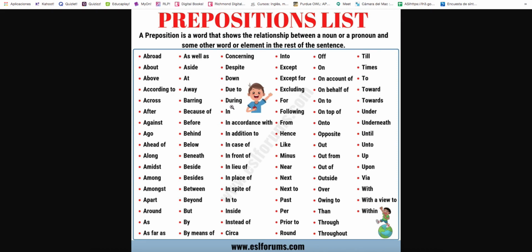You have, for example, in. What is the meaning of in? Just in. Dentro. On. This one. The cat is on the box. What is that? Sobre.